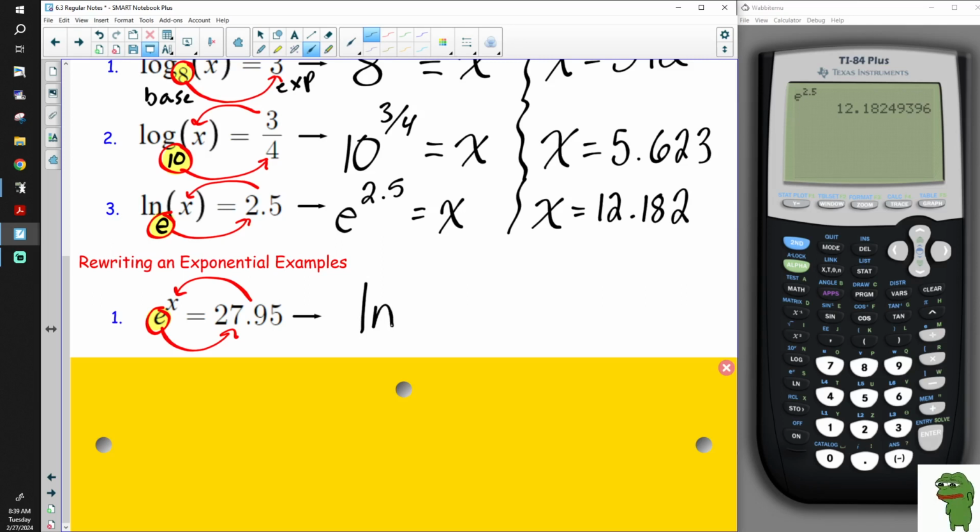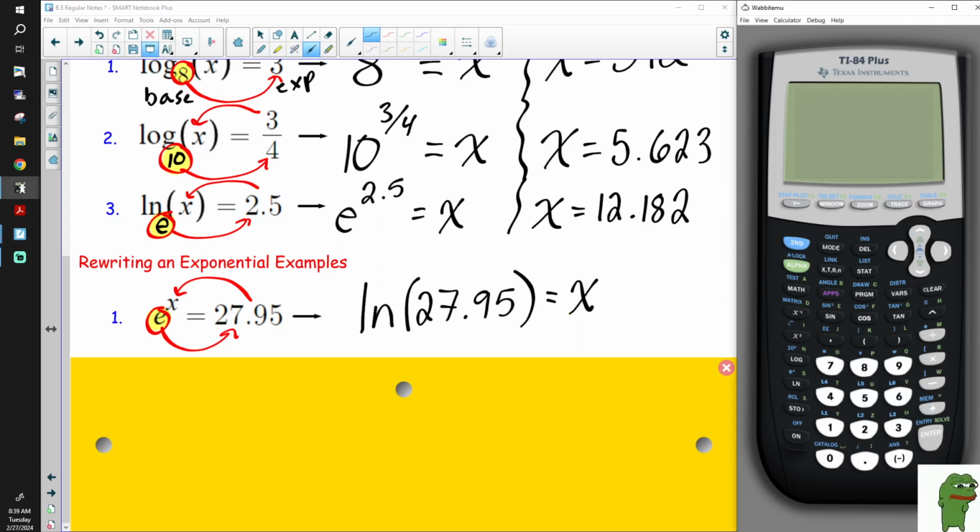Remember, this ln has a base e. So it's going to be the ln of our value, which is 27.95. And this is going to be equal to, what's it equal to? Equal to x. Because logarithms are always finding the exponent. So it's always equal to whatever the exponent is. In this case, our exponent was x. And easy peasy, we just type it in like we did yesterday.